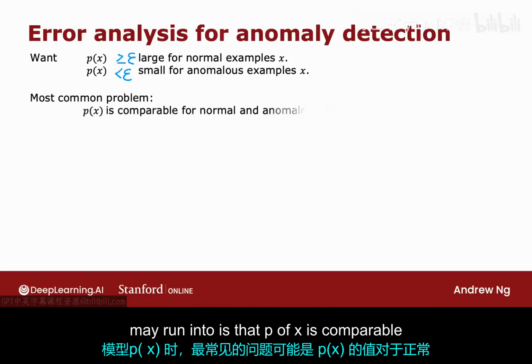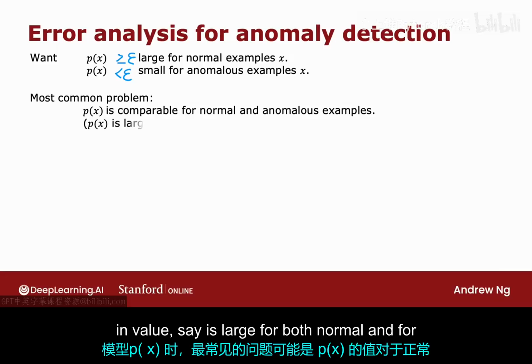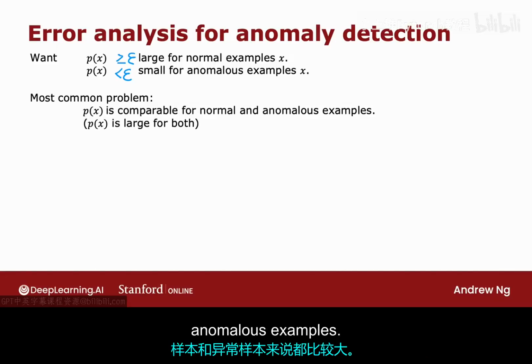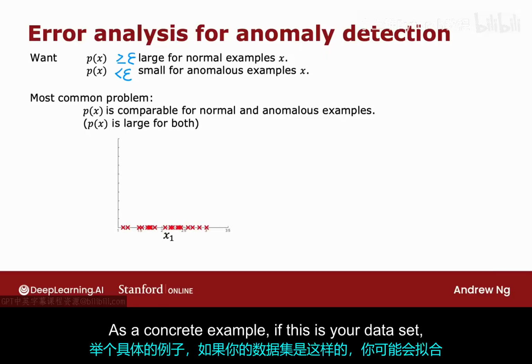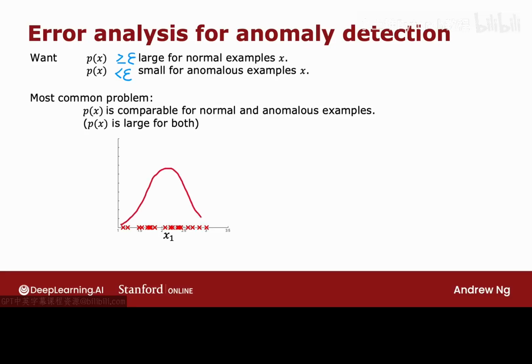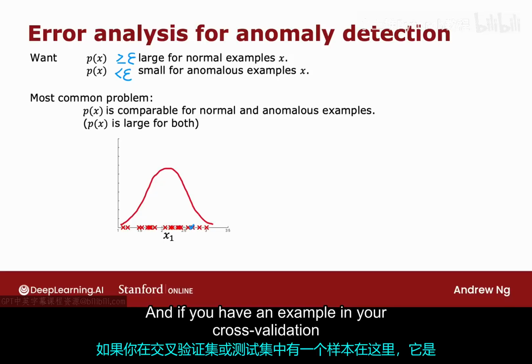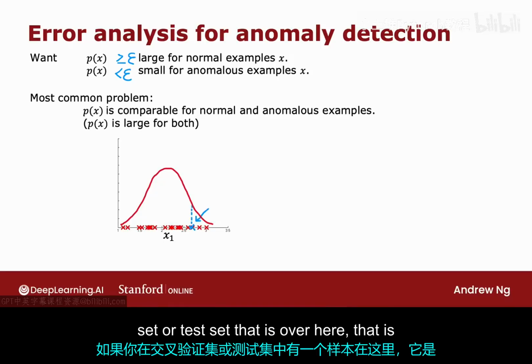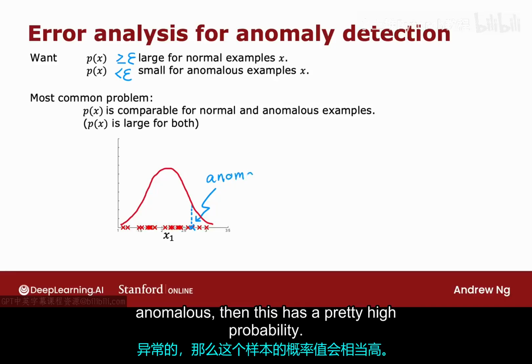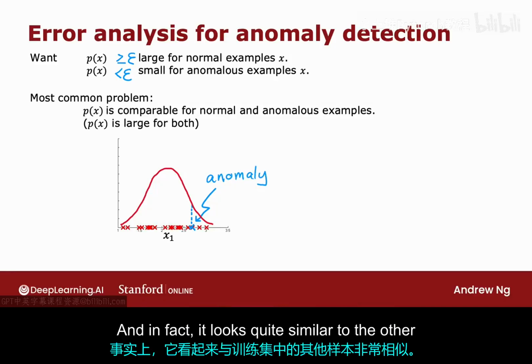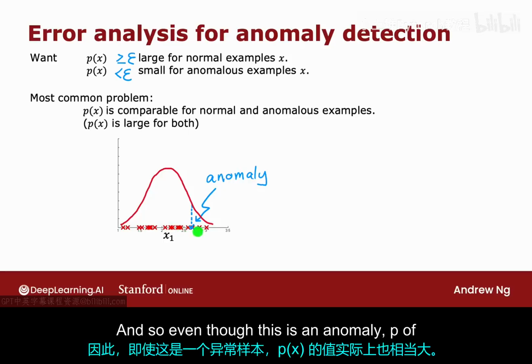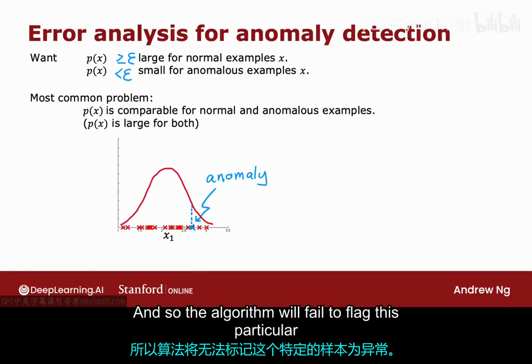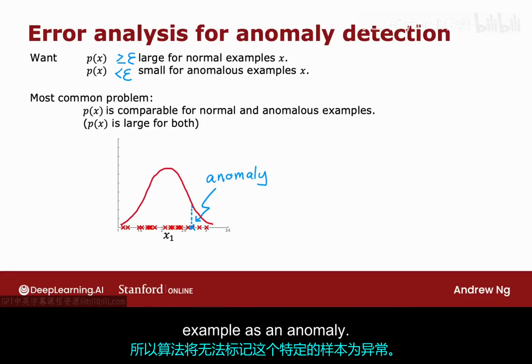When you've learned to model P of x from your unlabeled data, the most common problem that you may run into is that P of x is comparable in value, say is large, for both normal and anomalous examples. As a concrete example, if this is your data set, you might fit that Gaussian to it. And if you have an example in your cross-validation set or test set that is over here, that is anomalous, then this has a pretty high probability. And in fact, it looks quite similar to the other examples in your training set. And so even though this is an anomaly, P of x is actually pretty large. And so the algorithm will fail to flag this particular example as an anomaly.